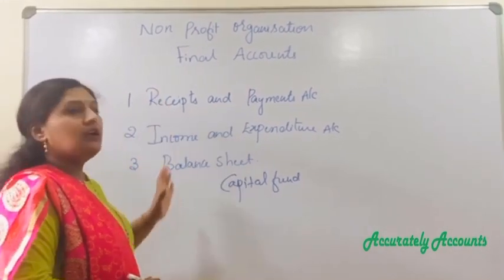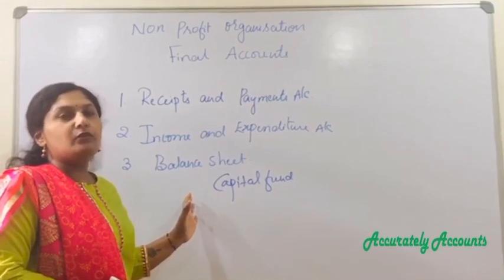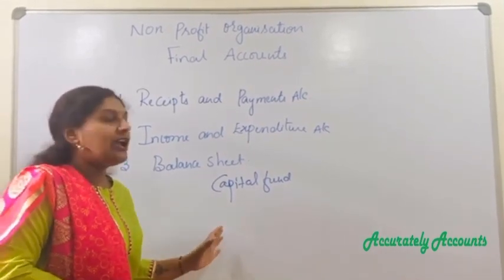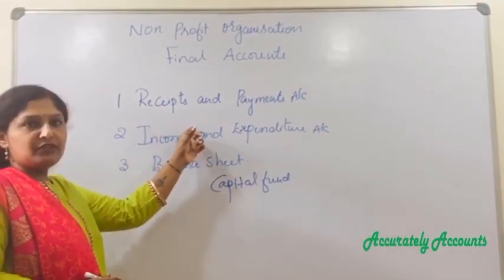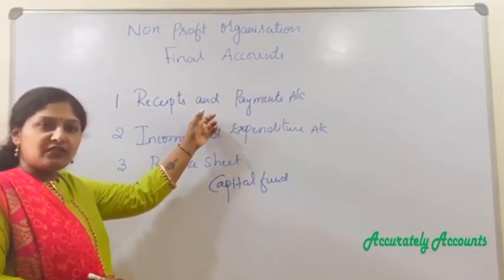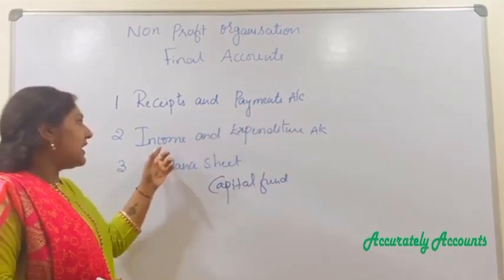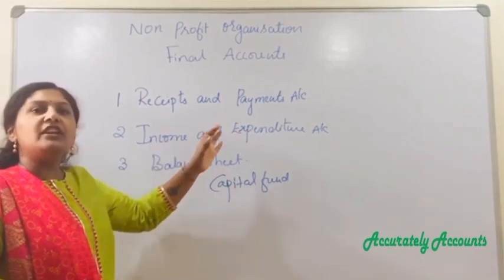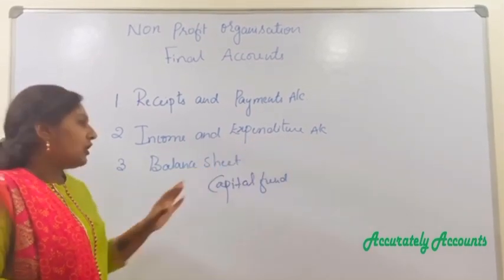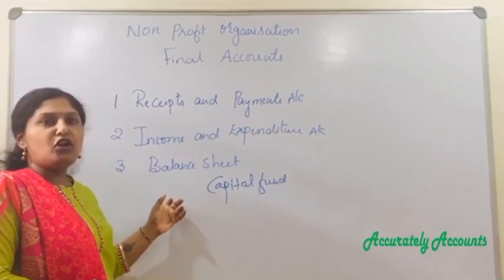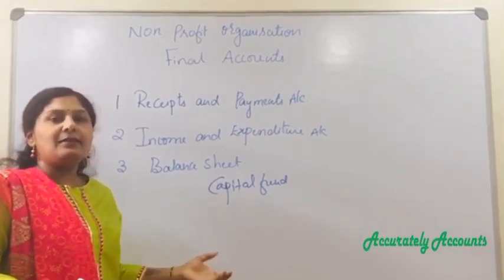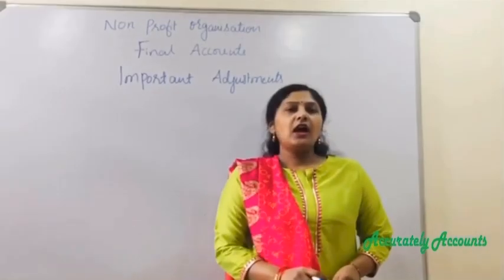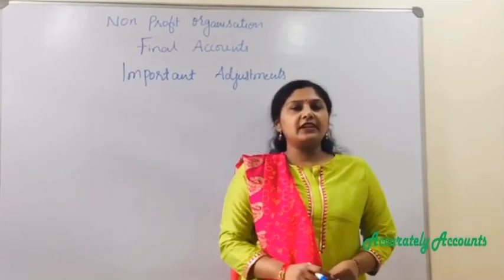So these are the financial statements which generally are prepared in the non-profit organization at the end of the financial year. I repeat again. First one, receipts and payment account, in order to record the cash receipts and cash payments. The second account is income and expenditure account, in order to consider the revenue natured incomes and expenses of the non-profit organization, and the balance sheet is prepared in order to find out the assets, liabilities and capital fund of non-profit organization. As I told you before, from this chapter we can expect a 12-mark question.